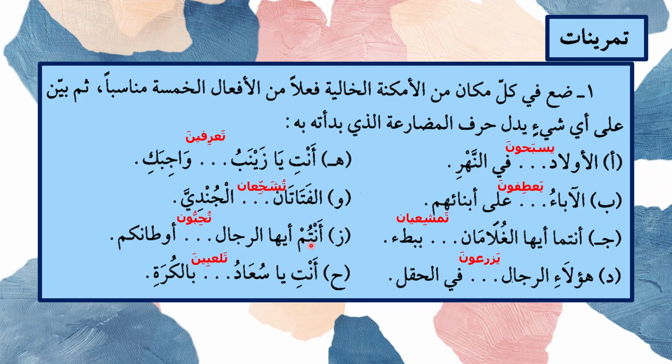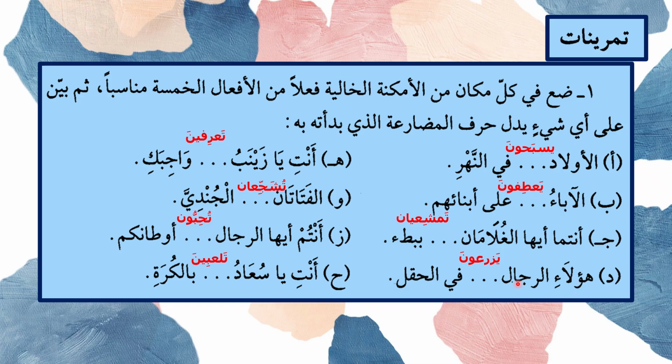Antum, again we are mukhatib to male plural. Ayyuha rijal, plural. Aw ta'anakum. So yuhibbun, tuhibbun. Why has the ta been chosen here? Because we are mukhatib to male plural. That's why waw jama, the afalul khamsa with waw jama has been taken, and with the ta.